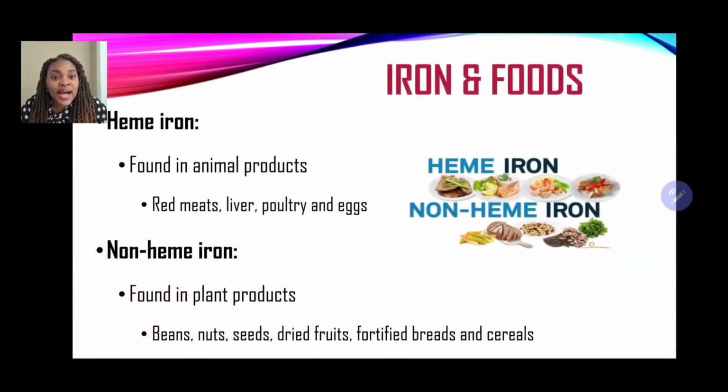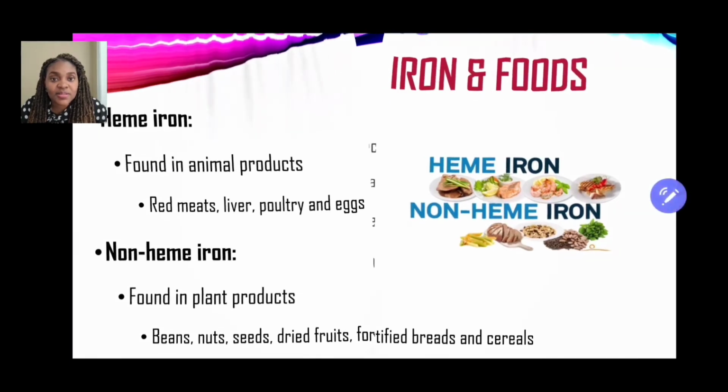Now, let us look at a summary of the iron sources found in food, right? As we said before, we have heme iron, and these are found in animal products. Example, red meat, liver, poultry, and eggs. There's also the non-heme iron source, and these are found in plant sources. Example, beans, nuts, seeds, dried fruits, fortified breads, and cereals.